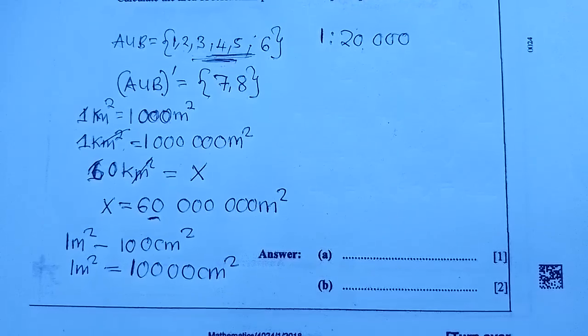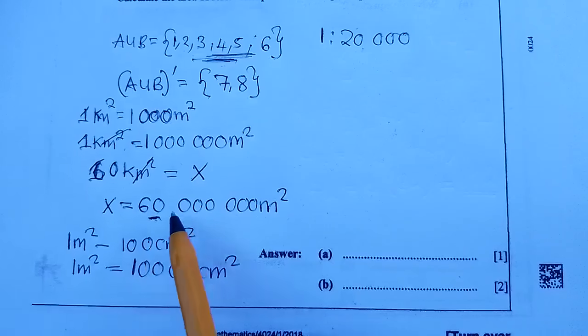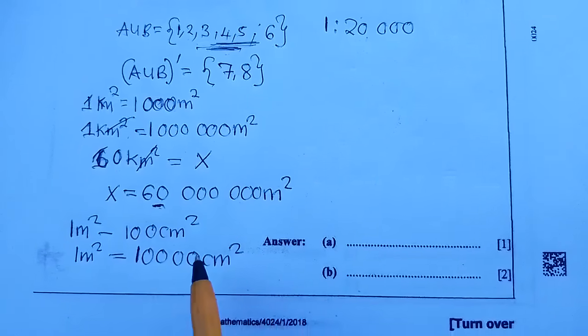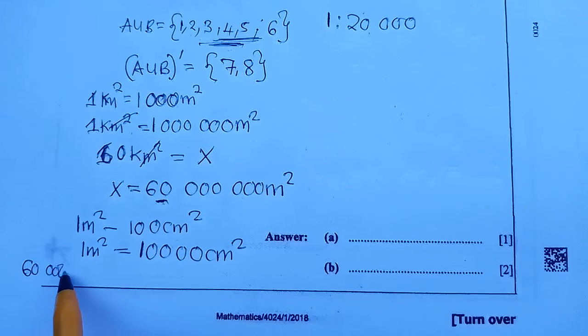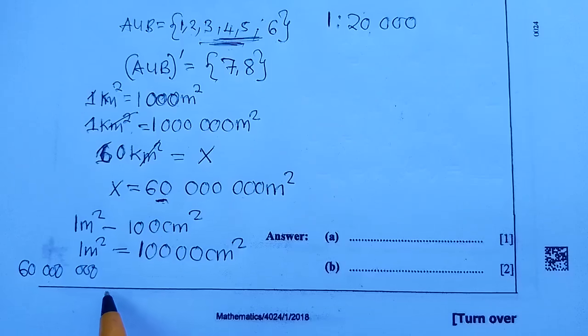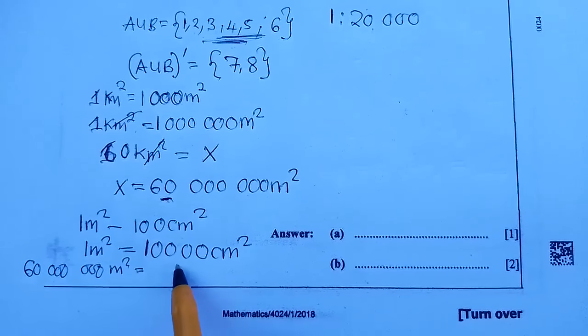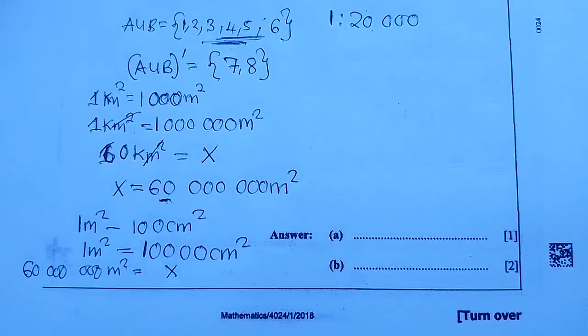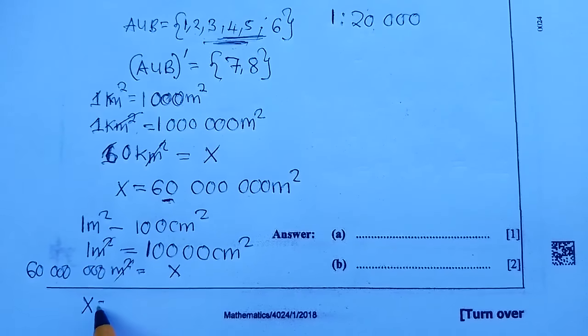Then I'm given what? I'm given 60 million. So now what about 60 million? I'll say 60 million, with 7 zeros. Like 60 million meters squared is equal to what in centimeters? You put x there. So here these two are going to be cancelled. X times 1 is x, now is equal to.